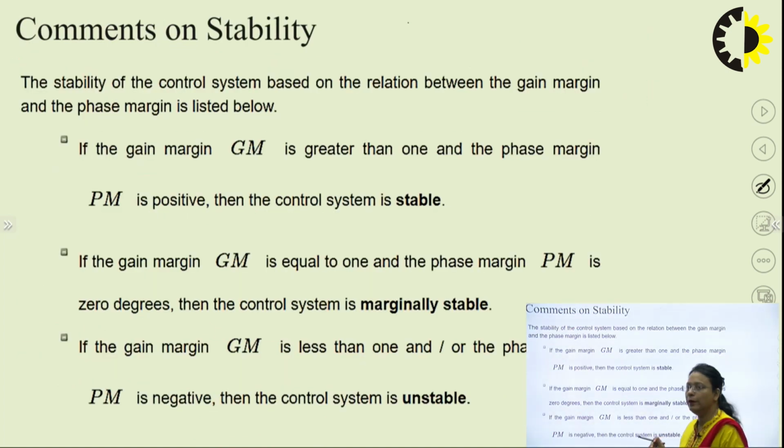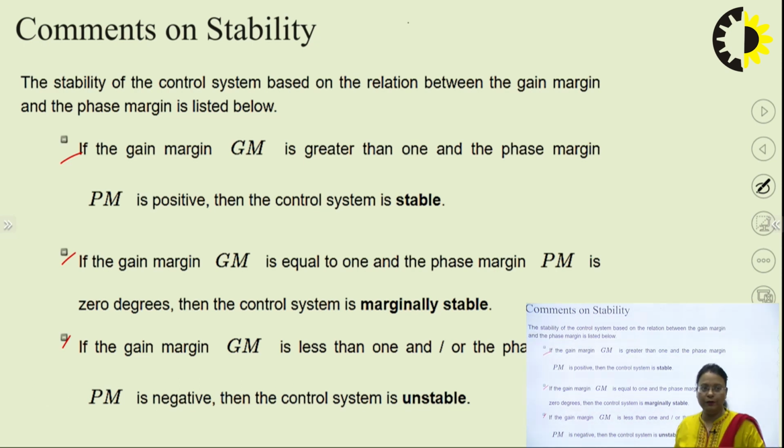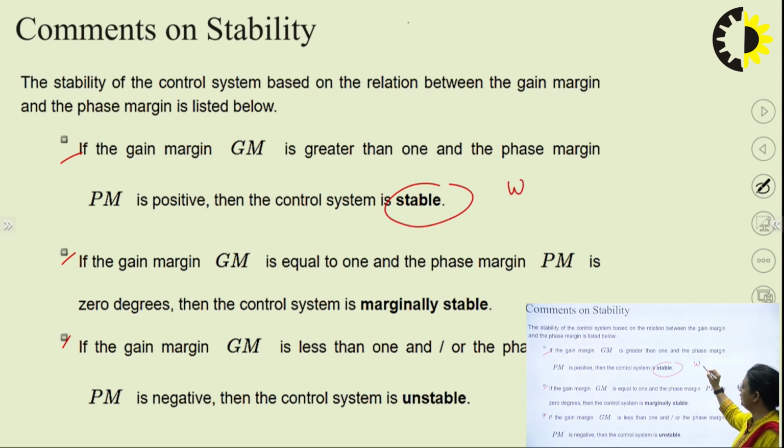Now, I know what is gain margin, what is phase margin, what is gain crossover frequency, what is phase crossover frequency. Now, how to comment on the stability depending upon this. These are the three points which have to be kept in mind while defining the stability of any system. If gain margin is greater than 1 and phase margin is positive, that means if both gain margin and phase margin are positive, then the system is stable. And in terms of omega GC and omega PC, if omega PC is greater than omega GC, then the system is said to be stable.